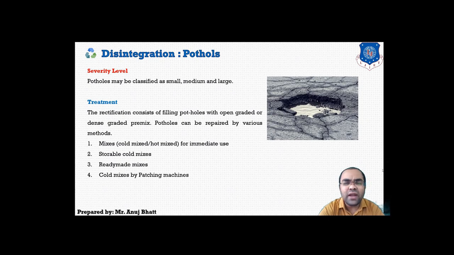If we talk about the treatment, the rectification consists of filling potholes with the open graded or the dense graded premix. The potholes can be repaired by mixes for immediate use, that is the cold mix process or hot mix process. Also, they can be repaired by storable cold mixes, readily made mixes, or the cold mixes by packing machines. So by using this treatment, we can repair the potholes.